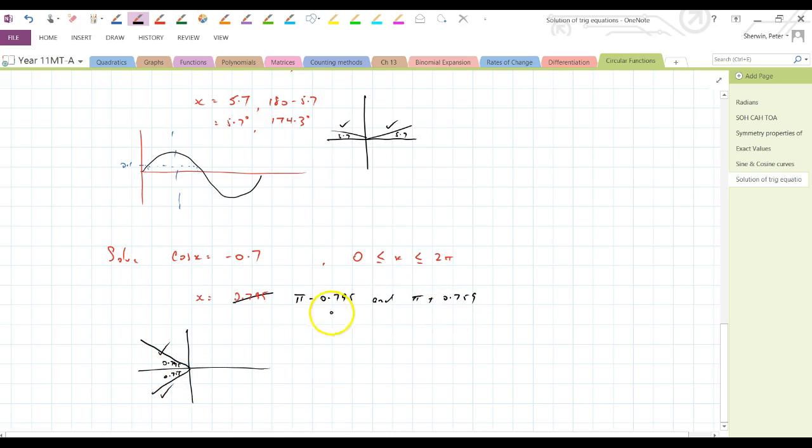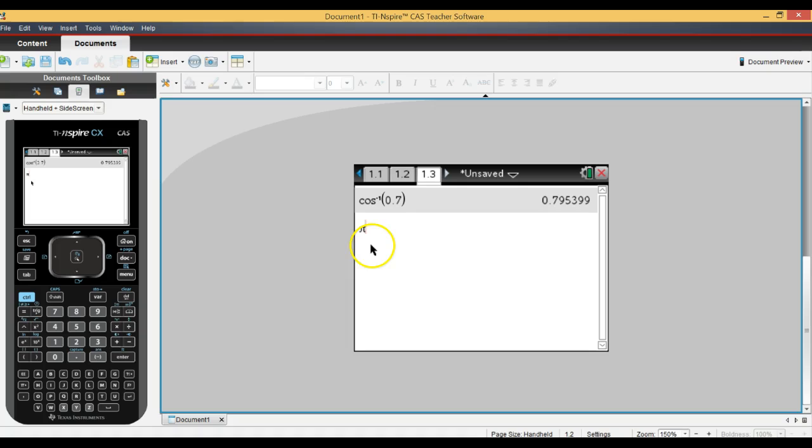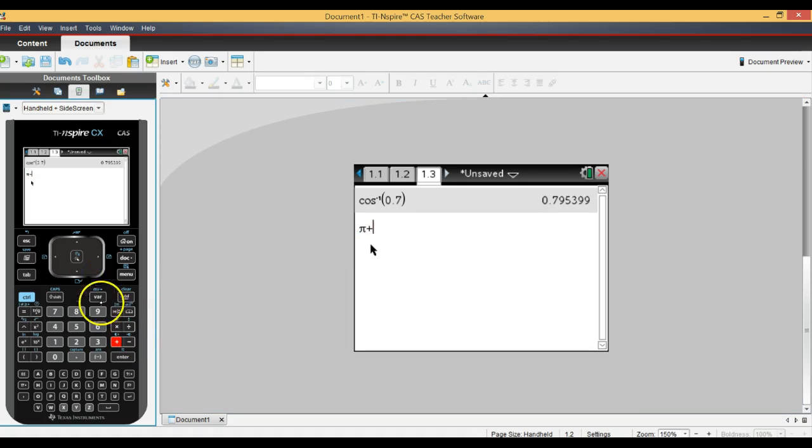So I'm going to now put these values into my calculator. I go down here to my pi button, pi plus, I'm going to pick up that value there, enter, and hit enter again. So I got 3.94.